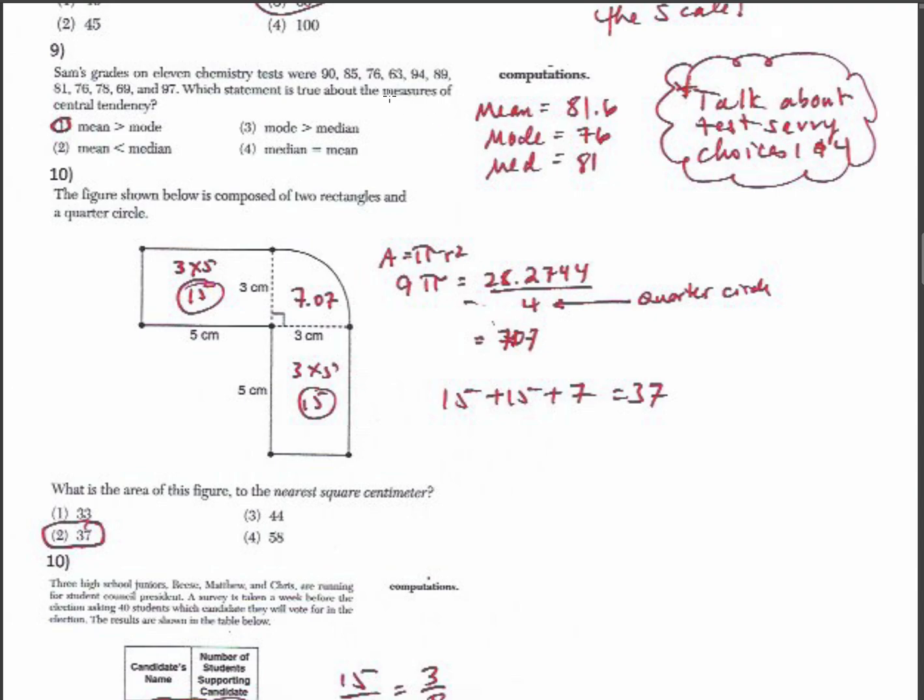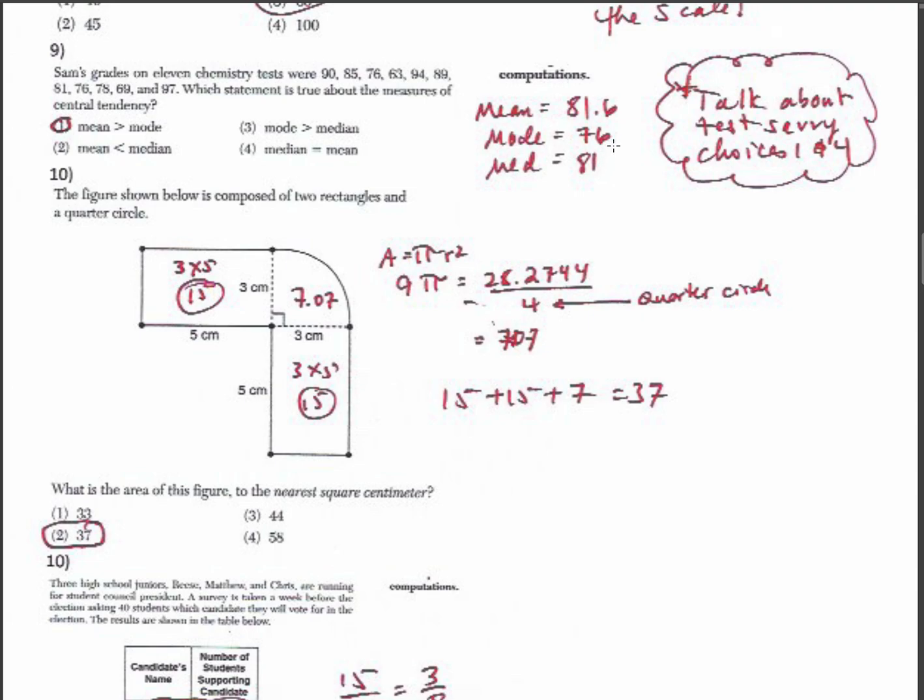And the median, you can line them up in order and see which one's in the middle. In this case, the mean is 81.6. The mode is 76, and the median is 81. Now, if you look at the choices, the only one that's true is choice 1. The mean, 81.6, is greater than the mode, which is 76.